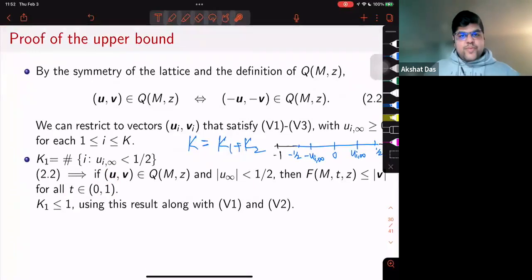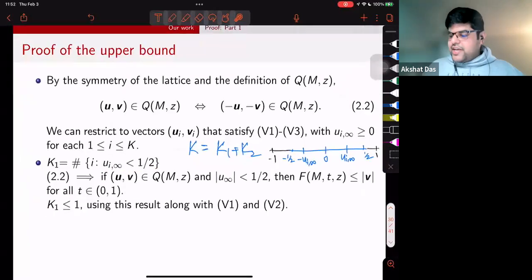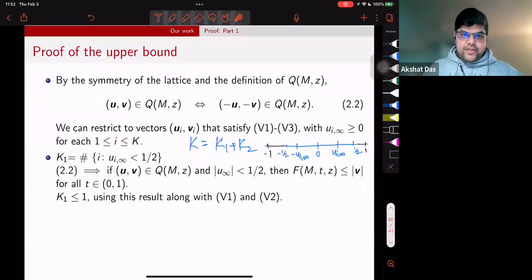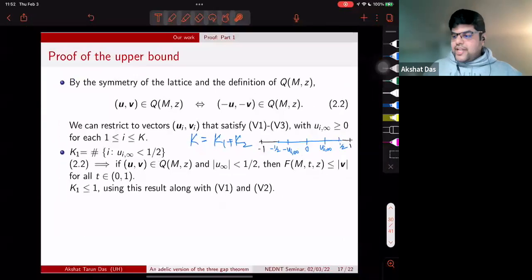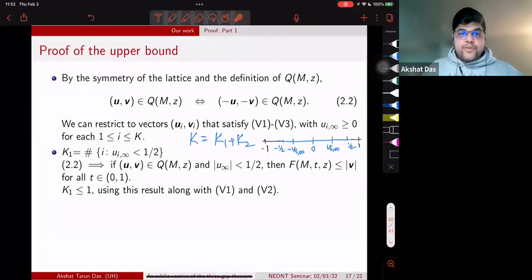And using this lemma and the assumptions that we have for our collection of lattice points, we are able to prove that k1 is less than or equal to 1. So there is at most one lattice vector that we can have which has this particular condition. Okay, so now we have an upper bound for k1. It is 1. So next, what we want to do is think about an upper bound for k2.